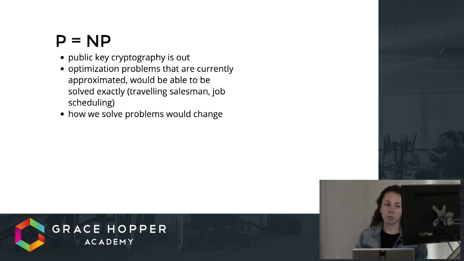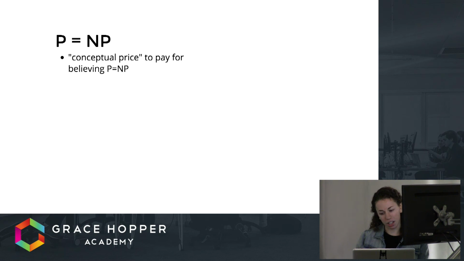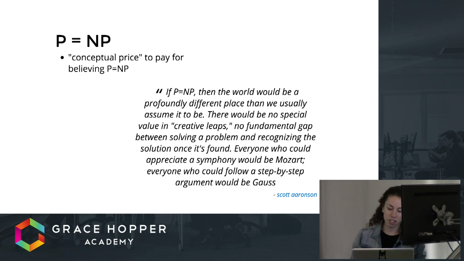And also how we solve problems would change. We'll probably spend less time coming up with new creative solutions to things and more time just trying to reduce every problem to a problem that we already have a solution to. This was a quote that I liked, talking about this P equals NP world as a dream world where everything can be figured out by an algorithm. On a sadder note, if P equals NP, the professor Scott Aaronson described it as a sad situation where creativity isn't really valued anymore because everything can be quantified scientifically.